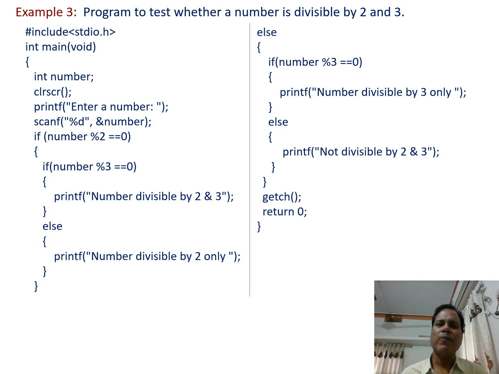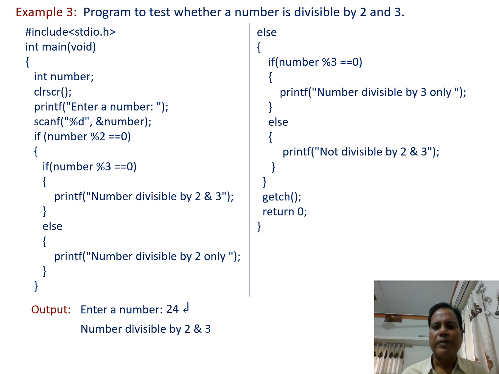So in this way we test whether a number is divisible by some other numbers or not using the nesting of the if else statement. So when this program is run, we initially see the message enter a number, and when we enter a number and press the enter key, the message number divisible by 2 and 3 appears. The second time, if we enter the number 45, this 45 is divisible by 3 only, not by 2. So here we get the message number divisible by 3 only.